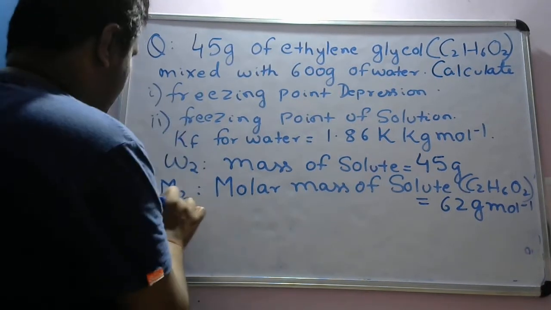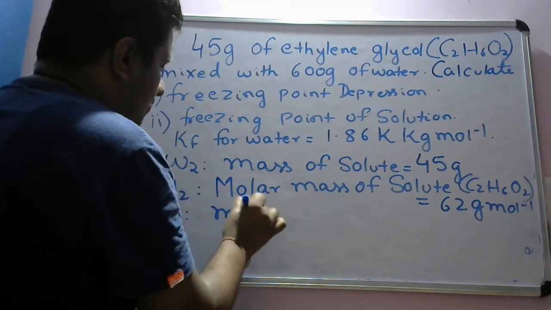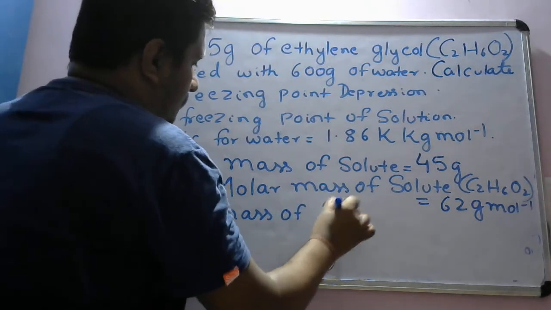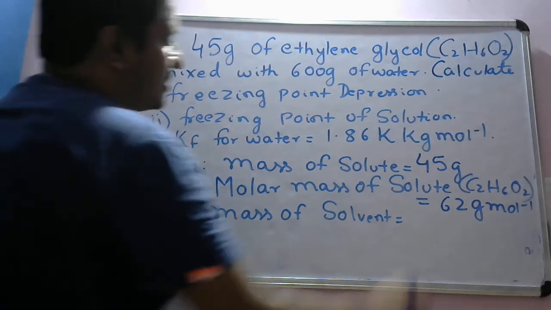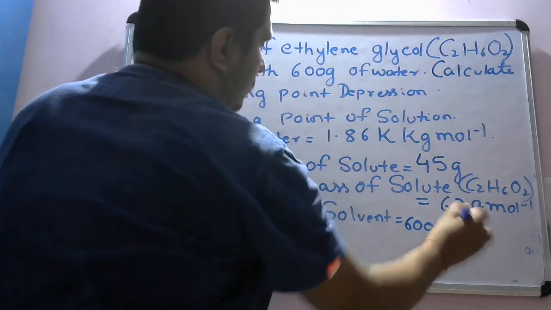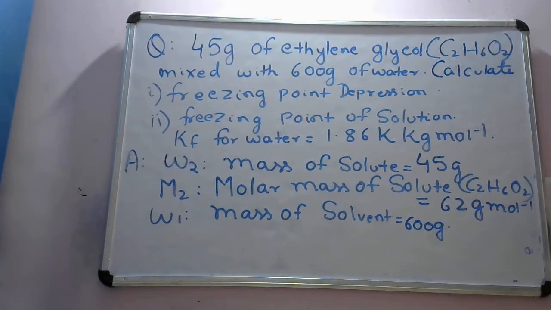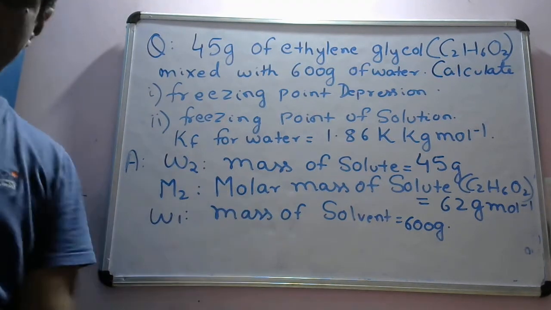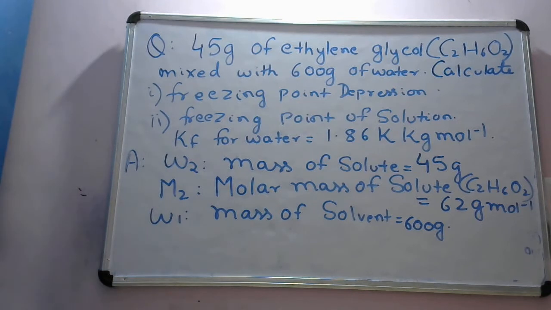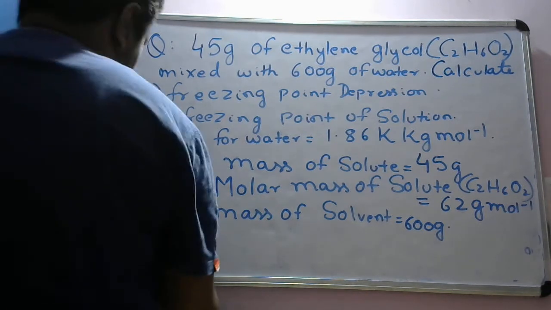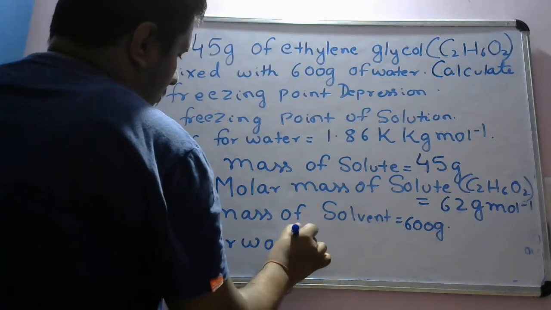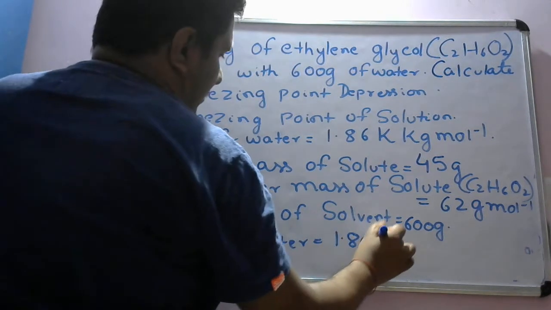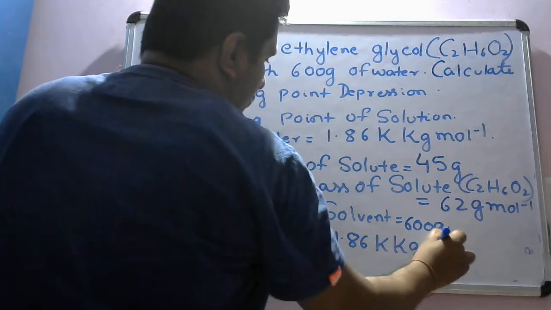Now W1, that is mass of solvent, is also given. That is equal to 600 grams. Solvent is water, solute is ethylene glycol. And Kf, since solvent is water, the Kf for water is also mentioned, that is 1.86 Kelvin kg mole inverse.